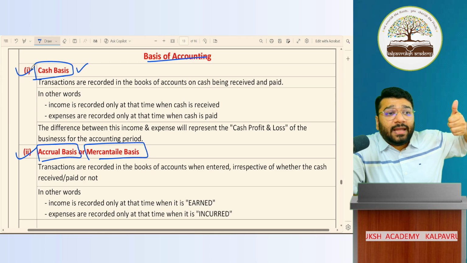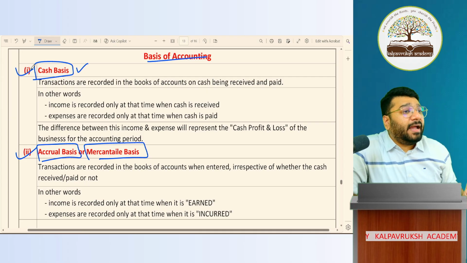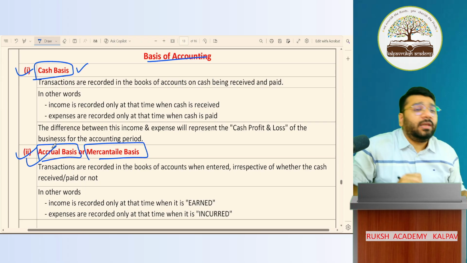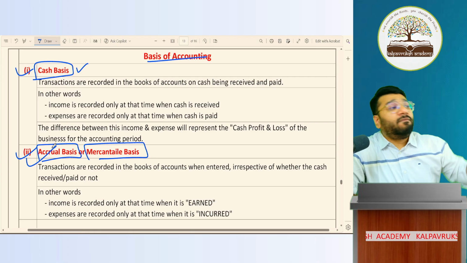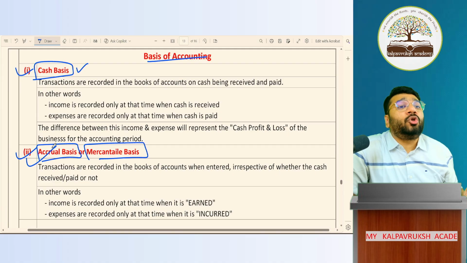But whenever you prepare a financial statement, what is a financial statement? Trading and profit and loss account and balance sheet. All over the country and the world, people believe that you have prepared the financial statement based on accrual, which means the world wants you to prepare the financial statement based on accrual. Got it, not got it? This is the fundamental accounting assumption.